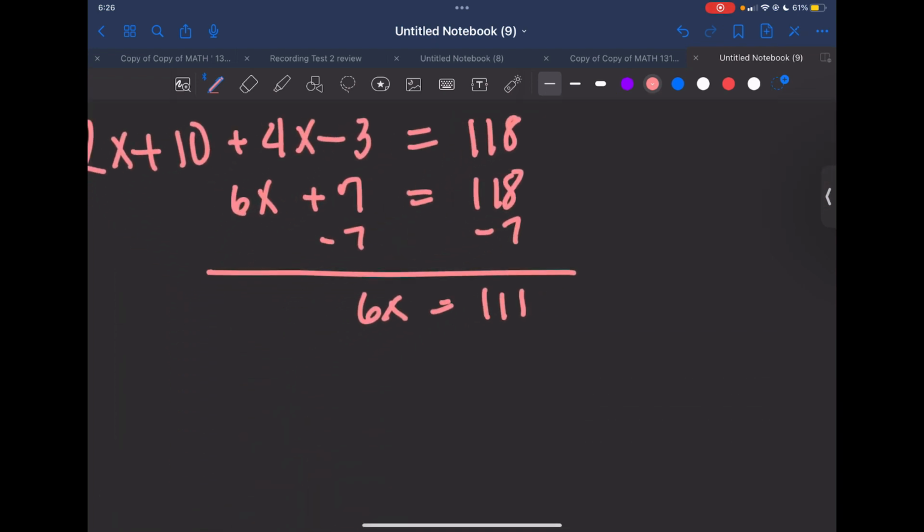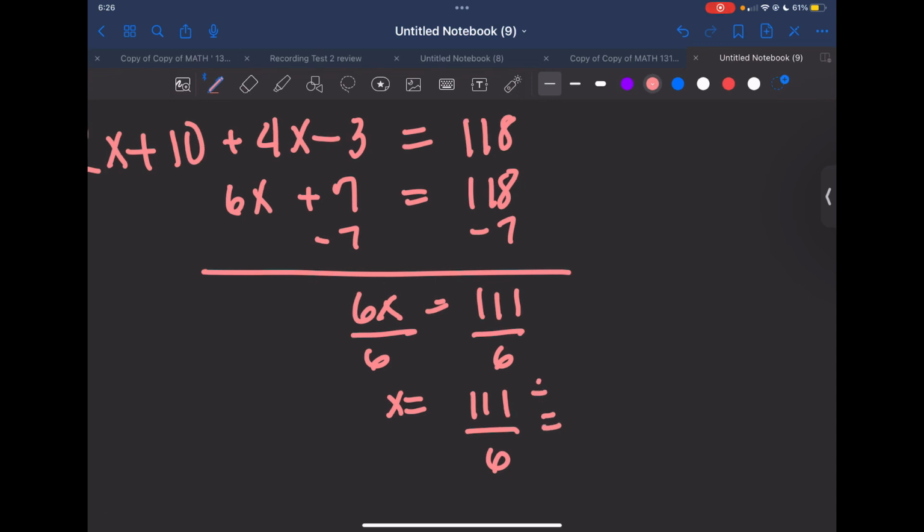This one's a little bit more complicated. Divide by 6, divide by 6. X equals 111 divided by 6. Okay, unfortunately you can't, actually you can reduce this one. So let's see. We can simplify this by 3. But you're using your calculator, so it's easier for you. 37 over 2 is x.